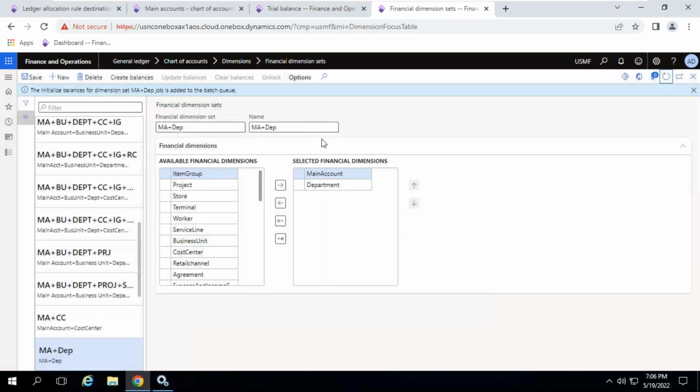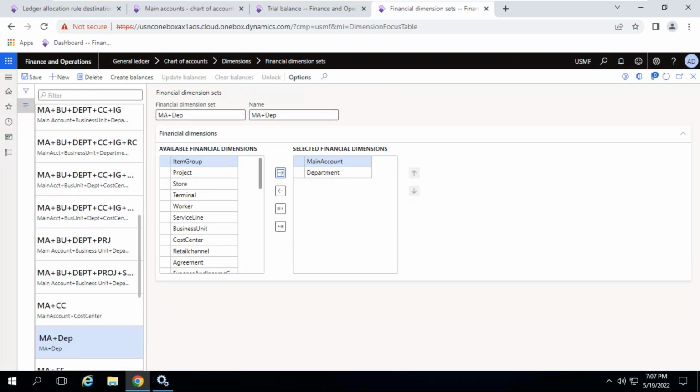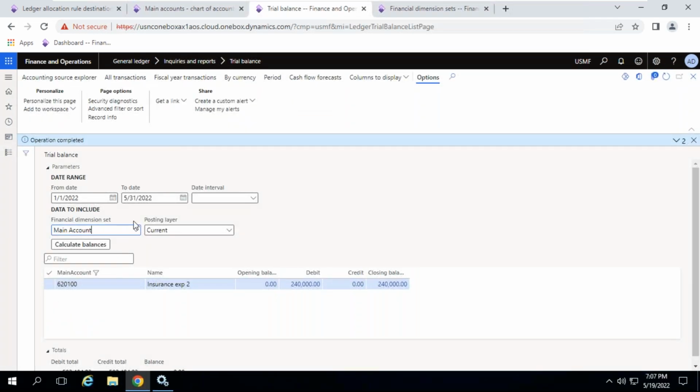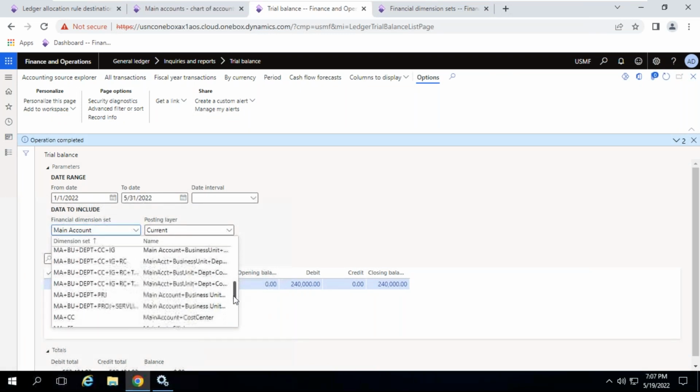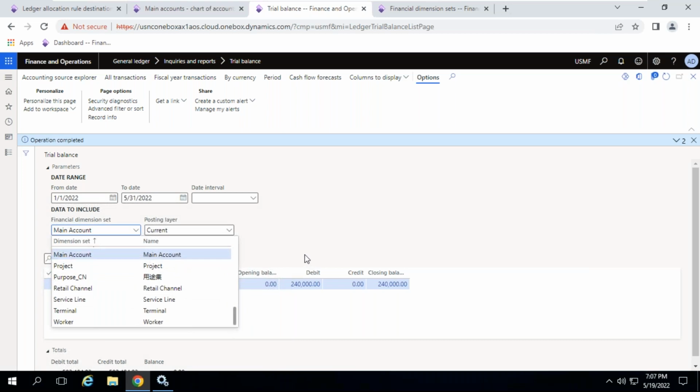We'll discuss once again on Monday in detail, in depth about financial dimensions, accounting structure, because that is most important for everyone. Okay, I will discuss once again on Monday about structures, Monday or Tuesday. Okay, let me try here. Main account plus department, still it is not processed.